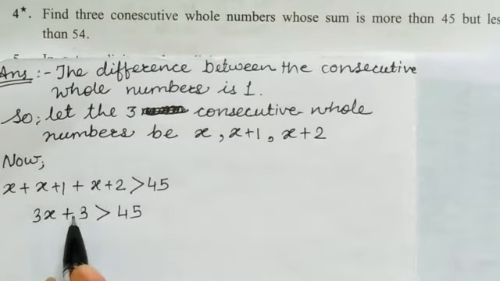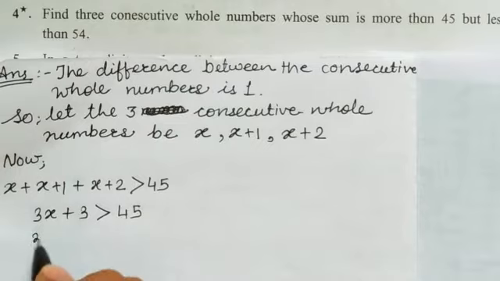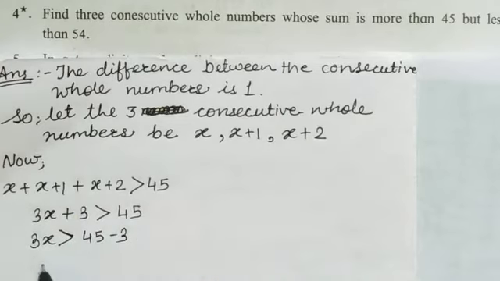Now this plus 3 is here. While going to the opposite side, it will become minus. So 3x greater than this 45 minus 3. Therefore, 3x greater than 42. 45 minus 3, the answer will be 42.